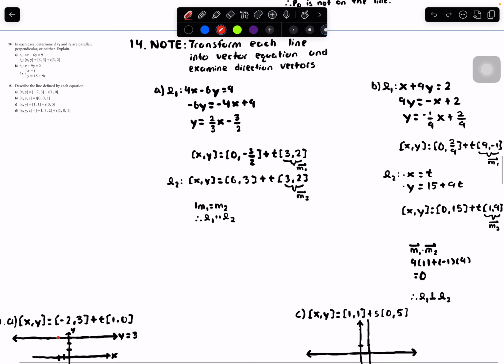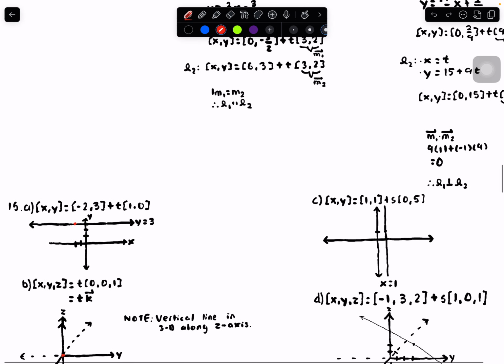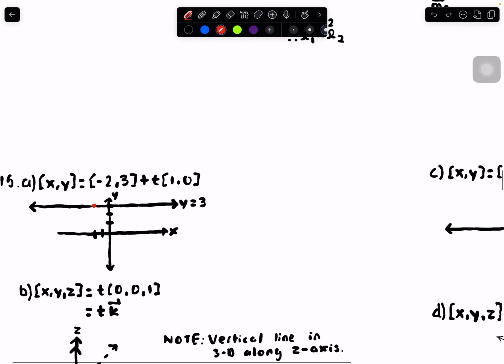Problem 15. Describe the line defined by each equation. Can't really get a handle on this problem unless you graph it, so that's what I did. Okay, so the first one. This is quite simple, right? I can actually graph this even without putting it into slope-intercept form, and I'll show you how.